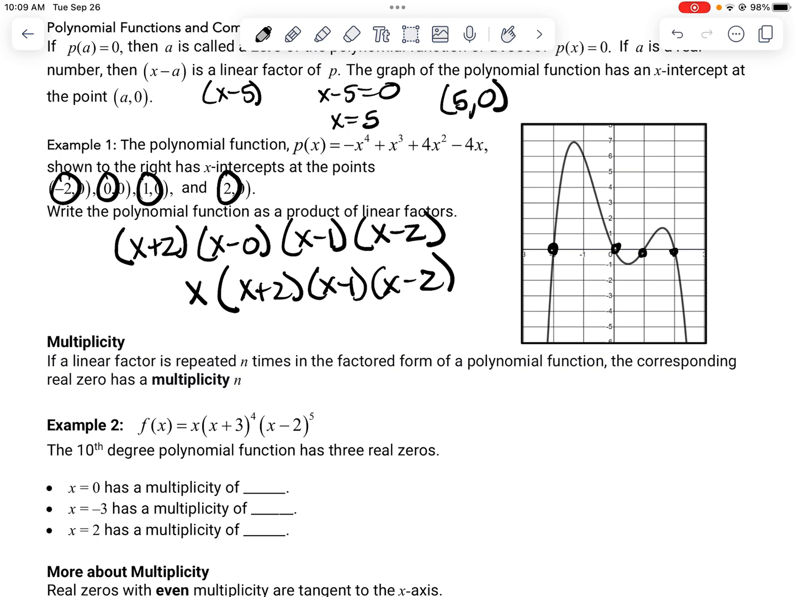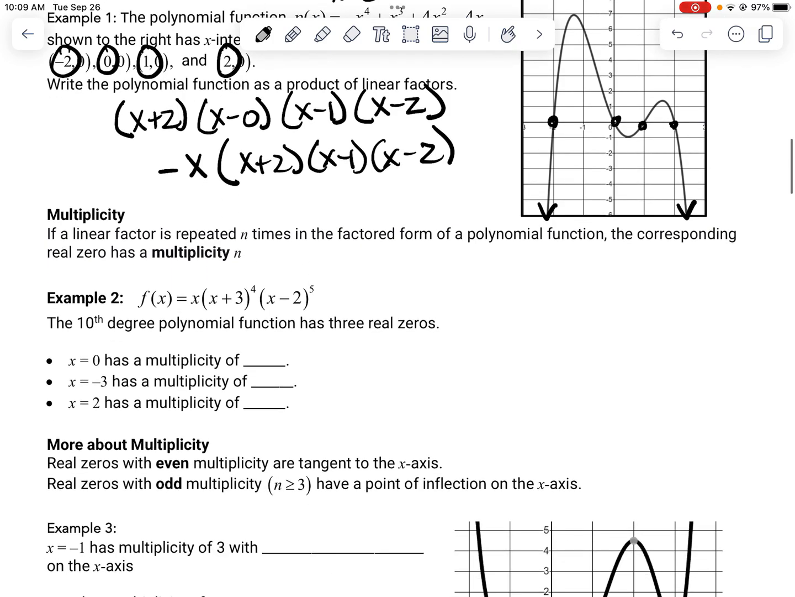Now, one thing that we're going to talk about here is, do you see how both of these end down? It ends like a negative parabola. So I'm going to have to put a negative in front since both of those ends go down. But we'll be talking more about this in the next chapter.